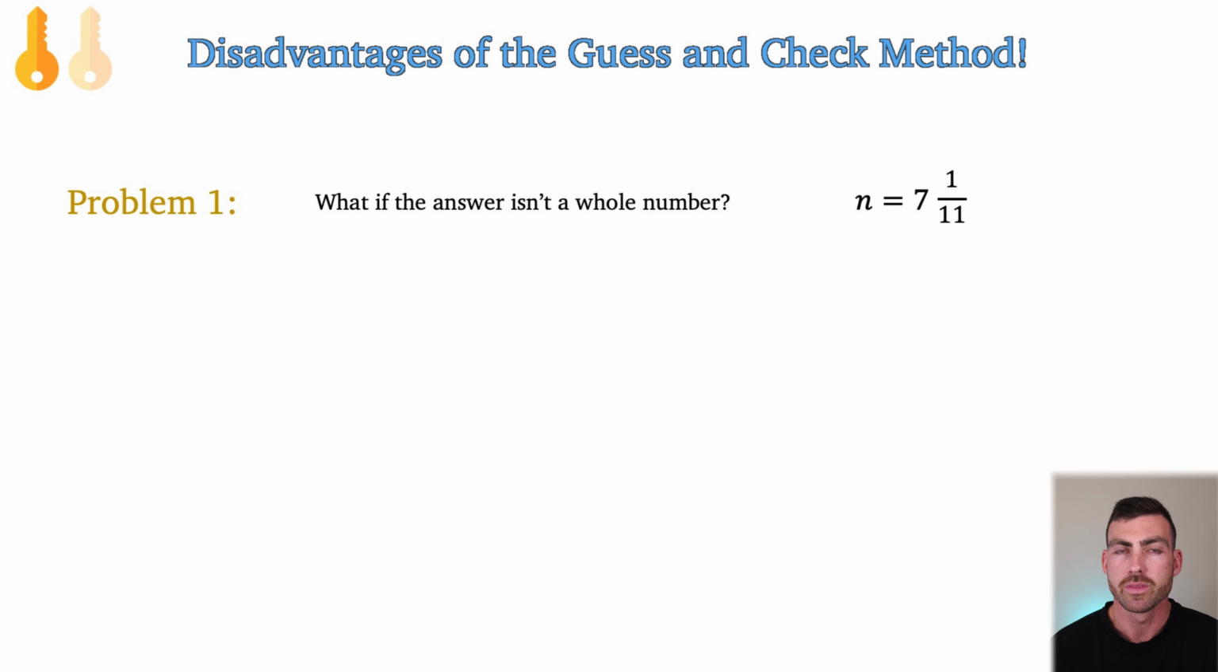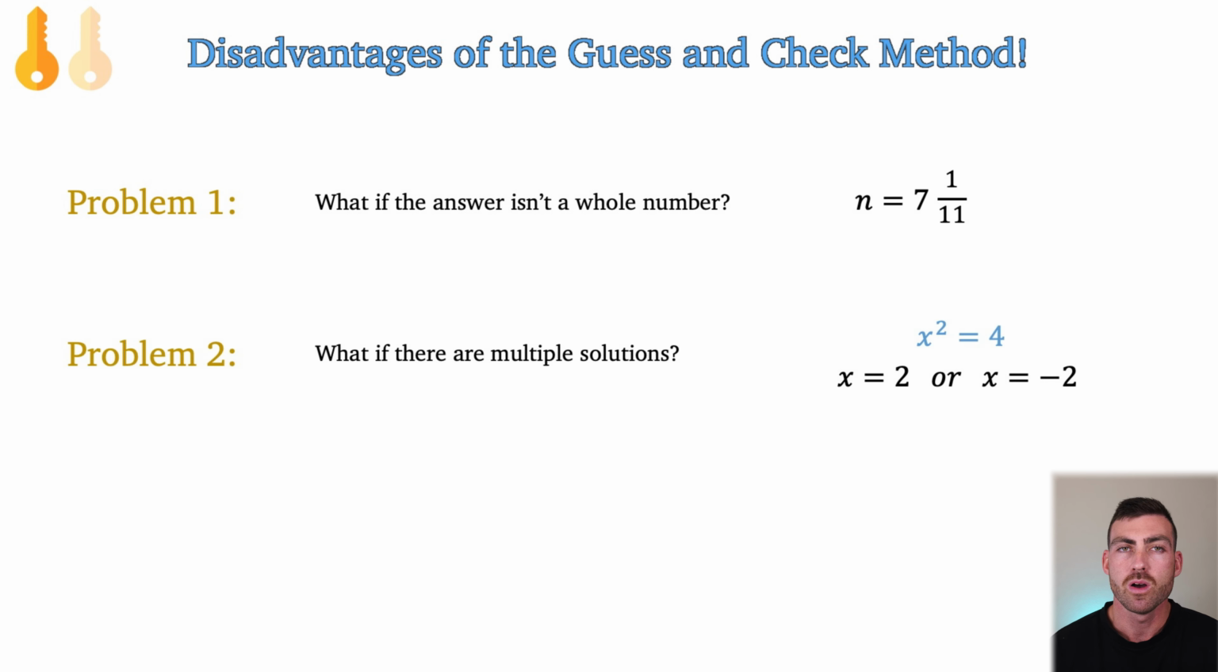Problem number 1. What if the answer isn't a whole number? Imagine solving for n, but the solution is 7 and 1/11. How would you guess that? Almost impossible. Problem 2. What if there are multiple solutions?